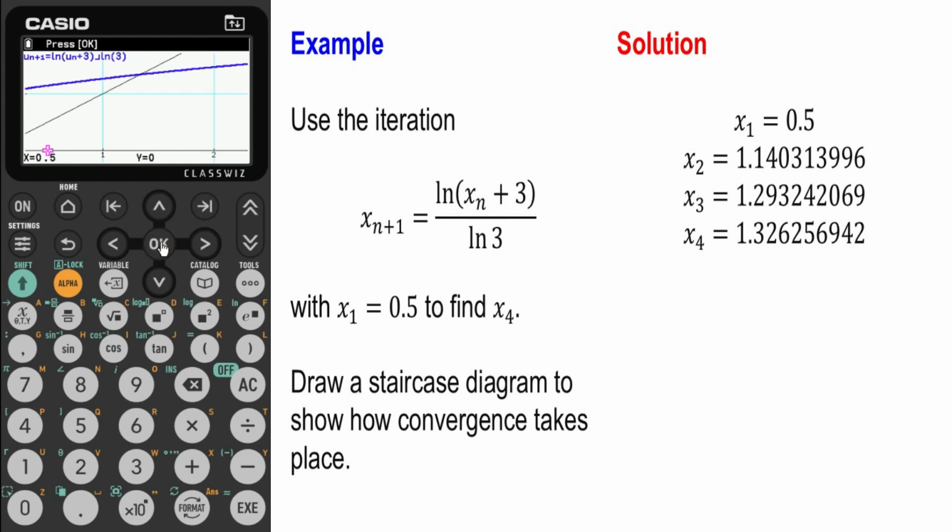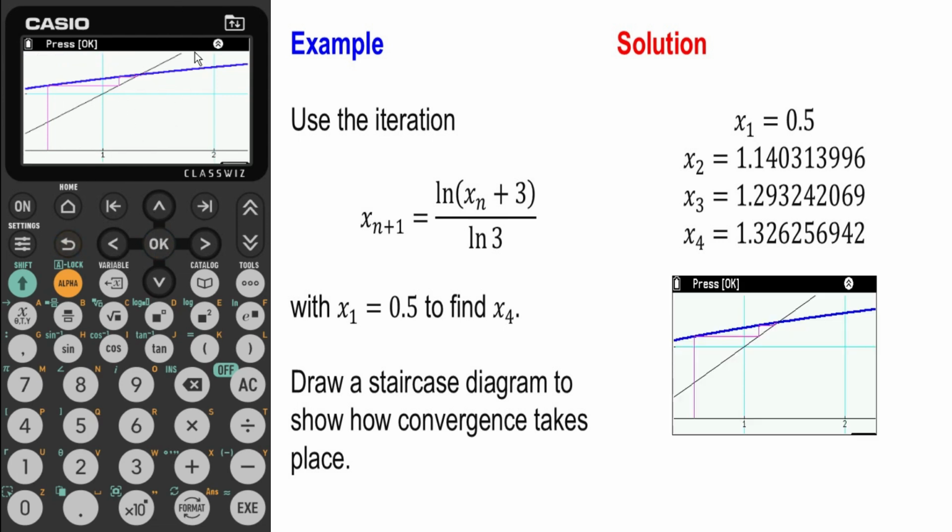We start off with u_1 equaling 0.5. Then we have u_2, which is 1.14, etc. Then we have u_3, which is 1.29, etc. Then we have u_4, which is 1.32, etc. Here is the completed staircase diagram.